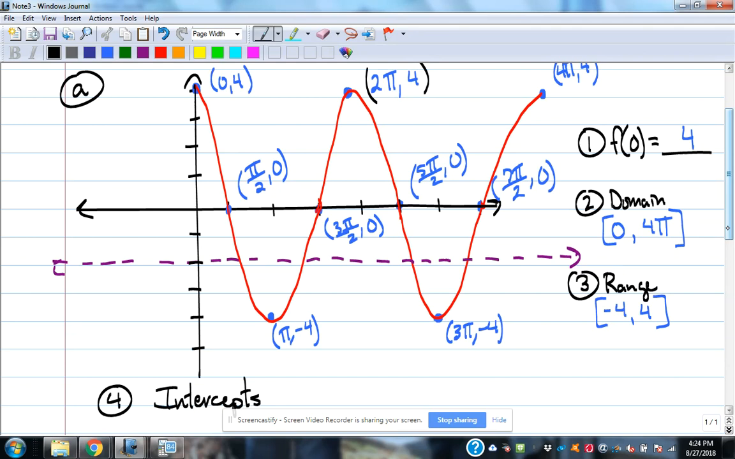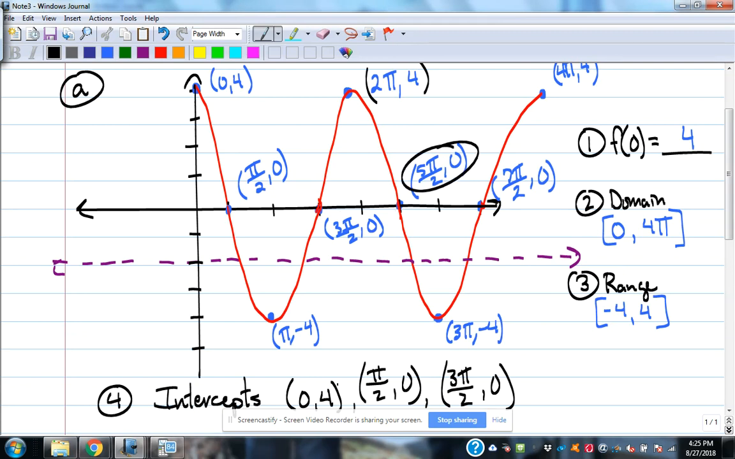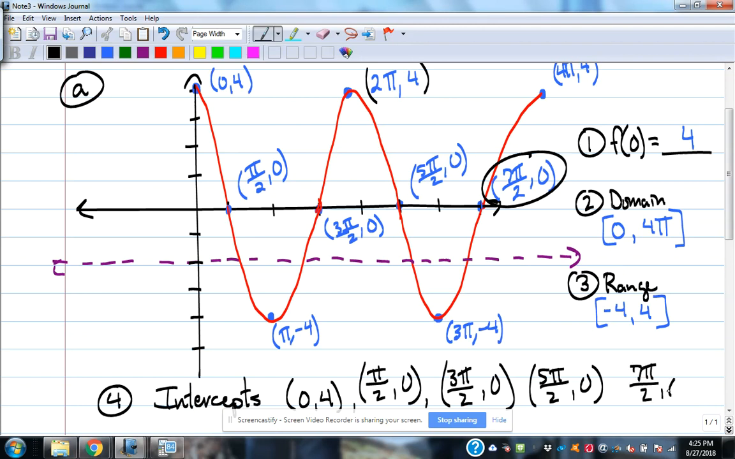So y-intercept, what would the y-intercept for this graph be? It'd be (0, 4), right? That ordered pair. What are the x-intercepts? Well, there's one right there. (pi over 2, 0). There's one right there. (3 pi over 2, 0). There's one right there. (5 pi over 2, 0). And then there's one more. (7 pi over 2, 0).